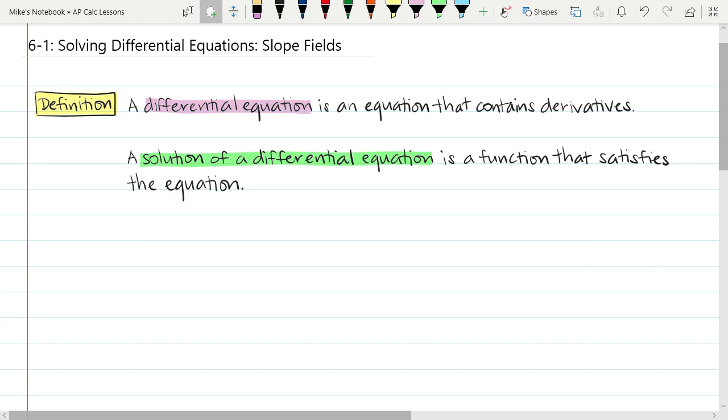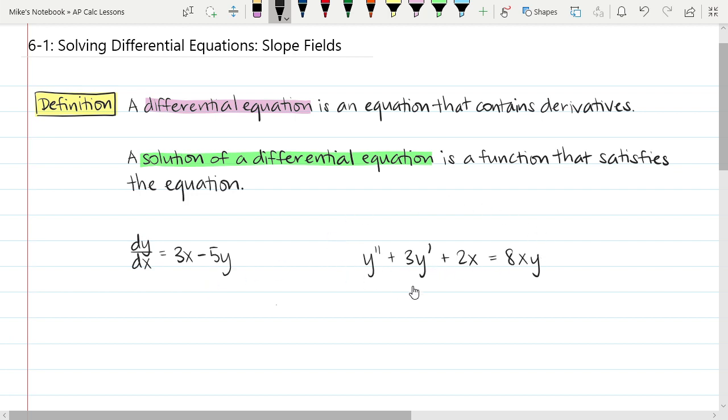Now, some examples of what a differential equation could look like. So we have a couple of examples right here. So this first one, dy/dx equals 3x minus 5y. Now remember, dy/dx is a specific notation that we learned way back in Unit 2 for a derivative. So this is an equation, because it has an equal sign, and it contains a derivative. In this case, it has dy/dx, the first derivative of y with respect to x. So this would be an example of a differential equation.